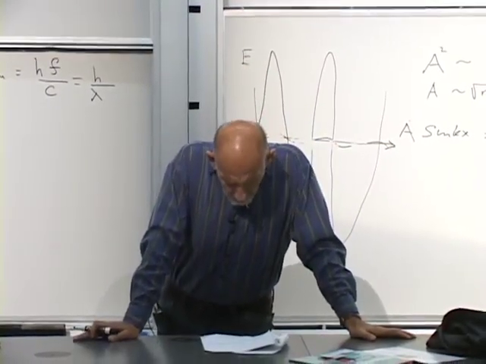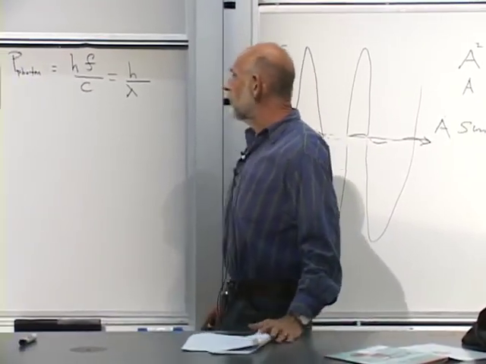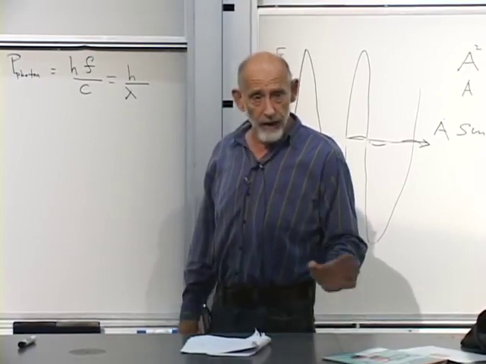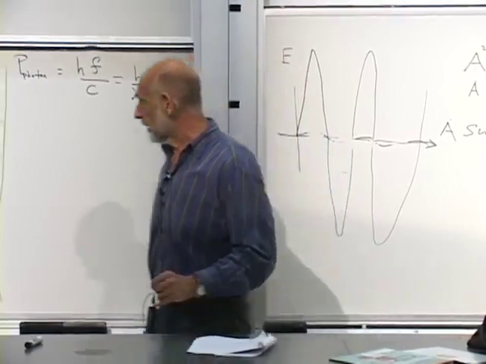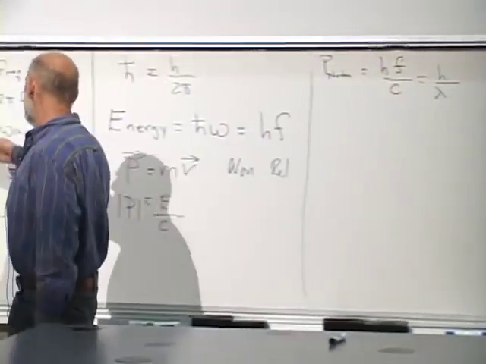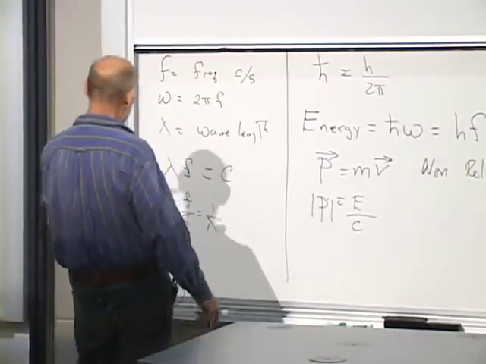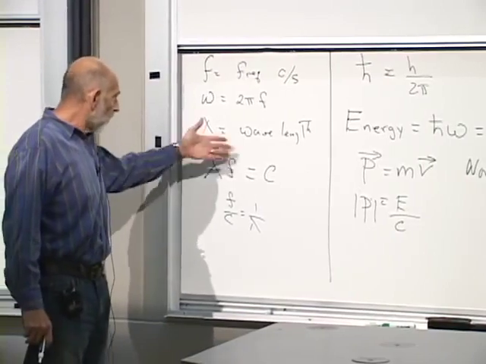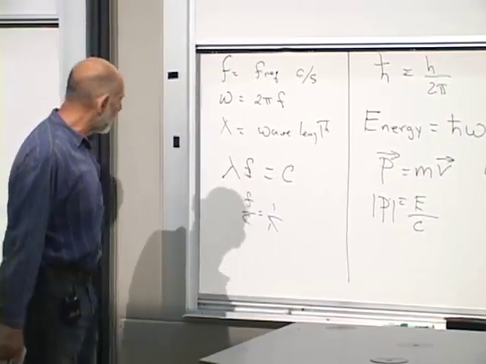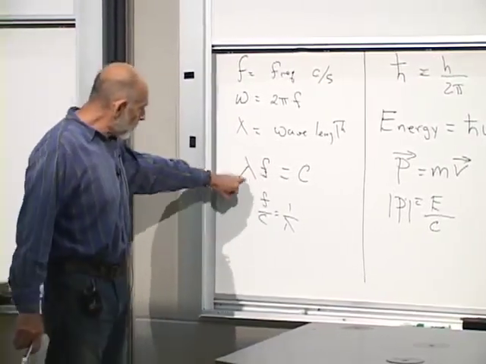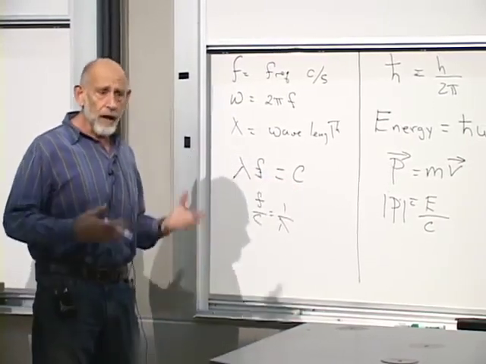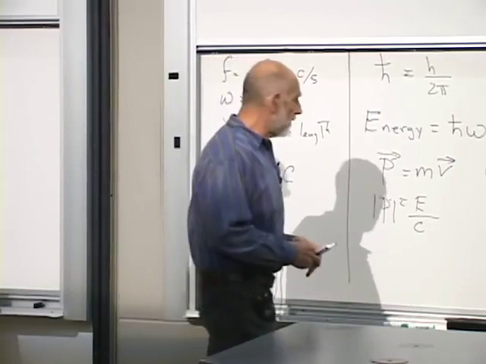Okay. I wrote down some equations here which are true for photons. Some of them are true for any particle, others are not. All right, the definition of frequency, that's a general definition, omega being 2 pi f, that's perfectly good. Lambda equals a wavelength, that's a definition. This is true for waves which move with the speed of light. So it would not be true for a general wave.